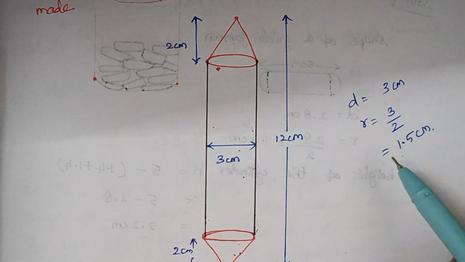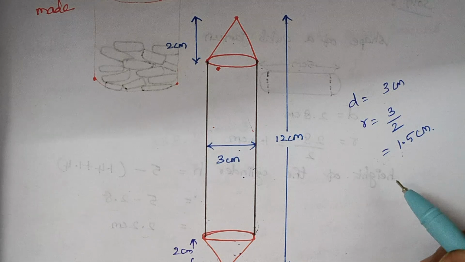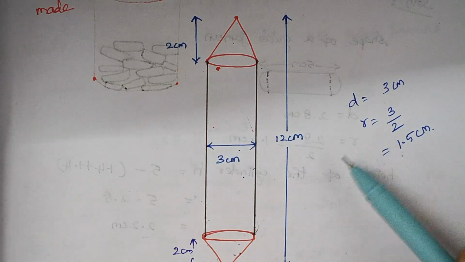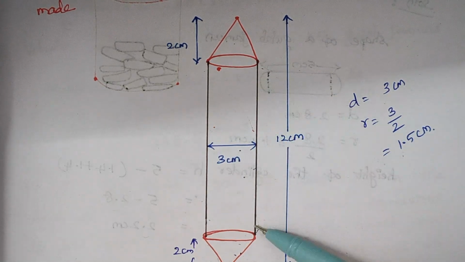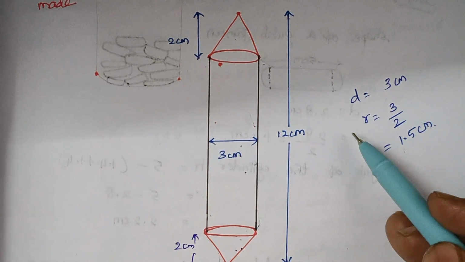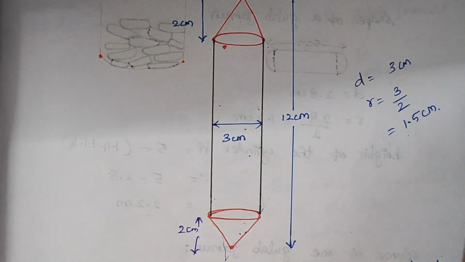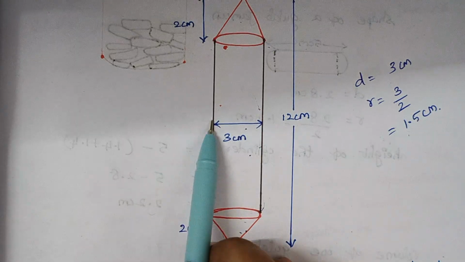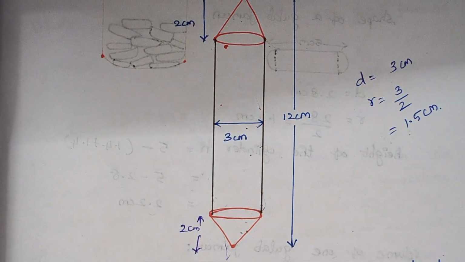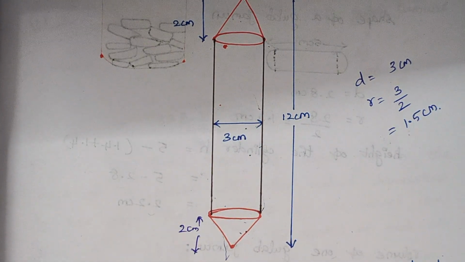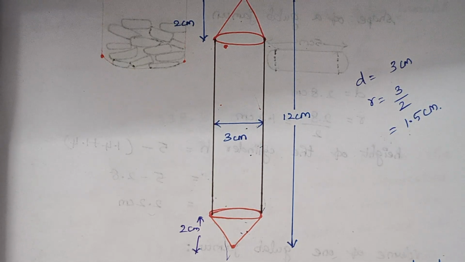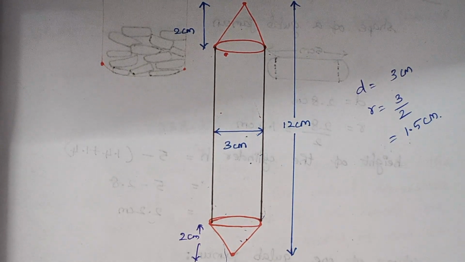Now, the other criterion we have to discuss here is that we have to find the height of the cylinder, because the height of the cone and the radius of the cone are given. That is, the diameter is given. Just now we have calculated the radius of the cone. So how to calculate the height of this cylinder? Can you make any guess here?